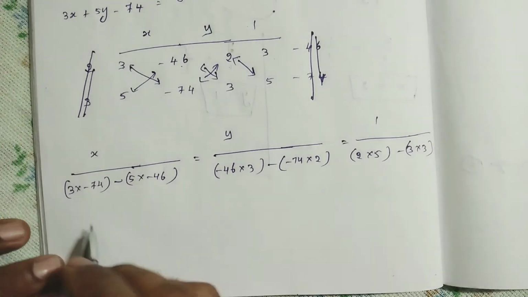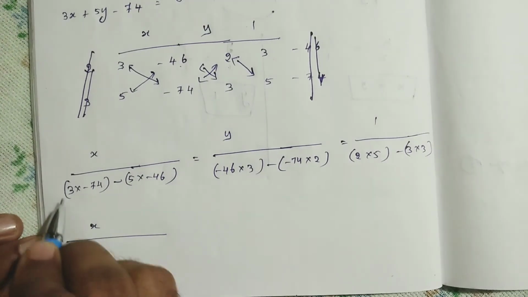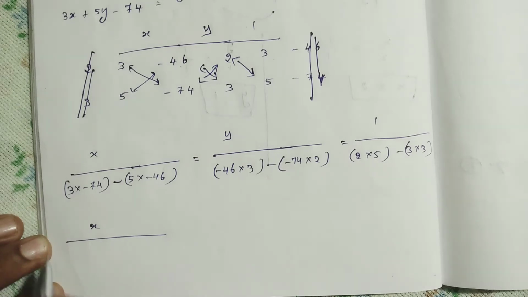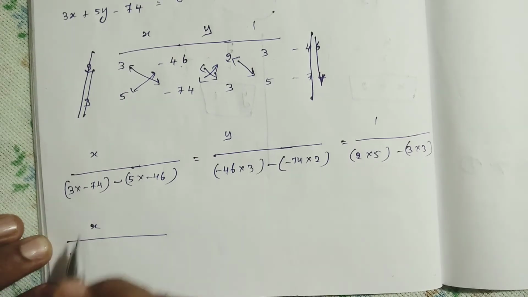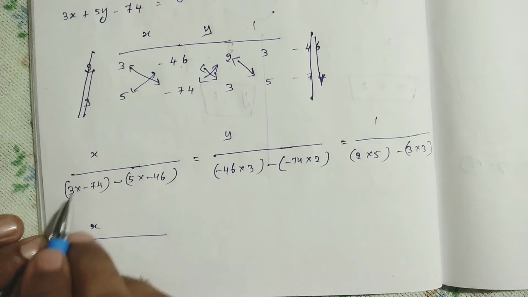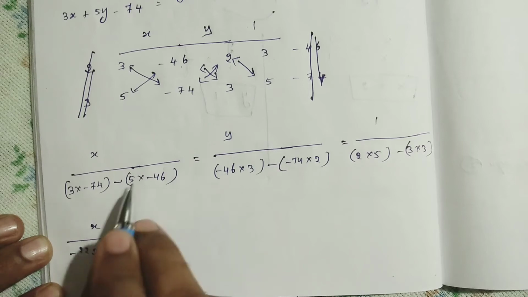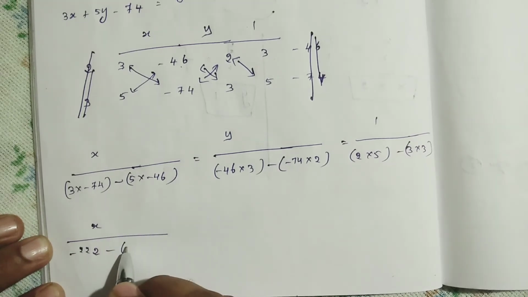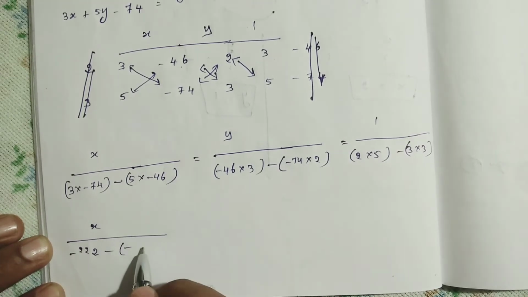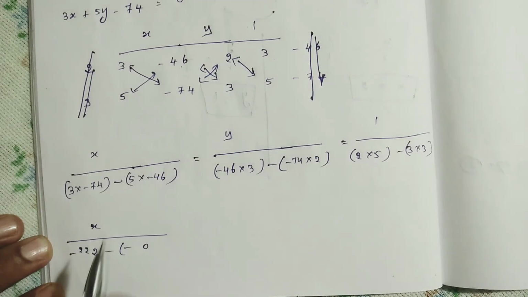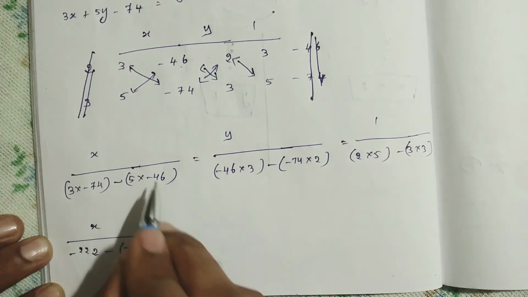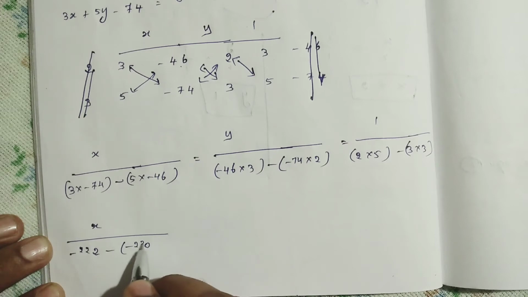Now, x divided by 3 into 74, minus 74. So, plus, minus, minus. 3 4s are 12, 2, remaining 1. 3 7s are 21, 21 plus 1, 22. Minus 5 6s are, now it is negative, so minus minus plus. 5 6s are 30, remaining 3. 5 4s are 20, 20 plus 3, 23.